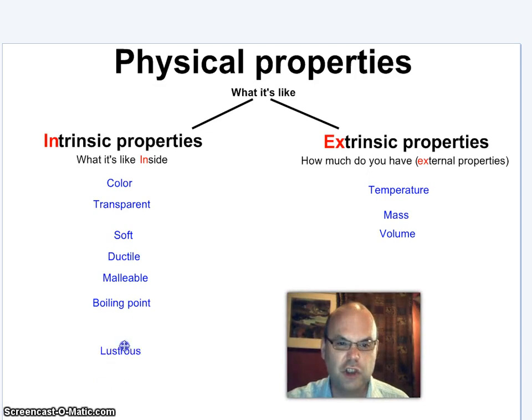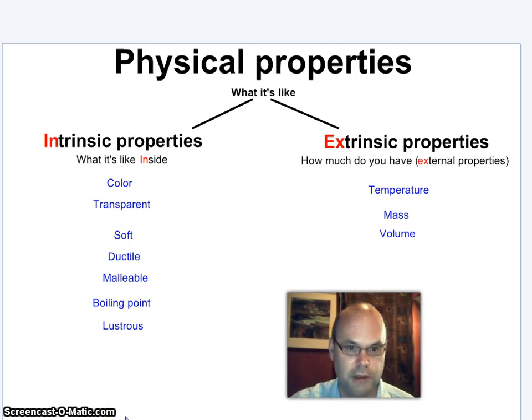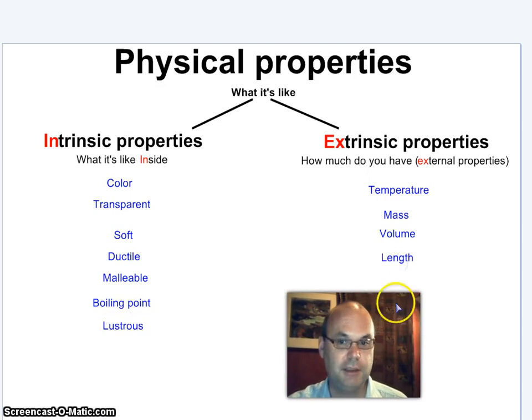Another word, lustrous. Lustrous is shiny. Think of people lusting after gold. It's shiny. Length. That's how much you've got. If you've got a piece of copper wire, you might have 1 centimeter, you might have 10 centimeters. It's got nothing to do with the copper, it's just how much you've got.